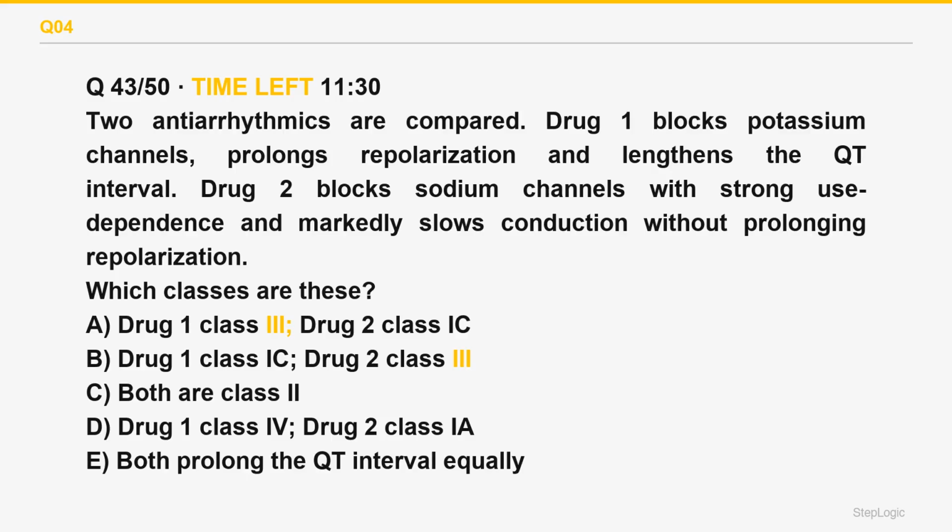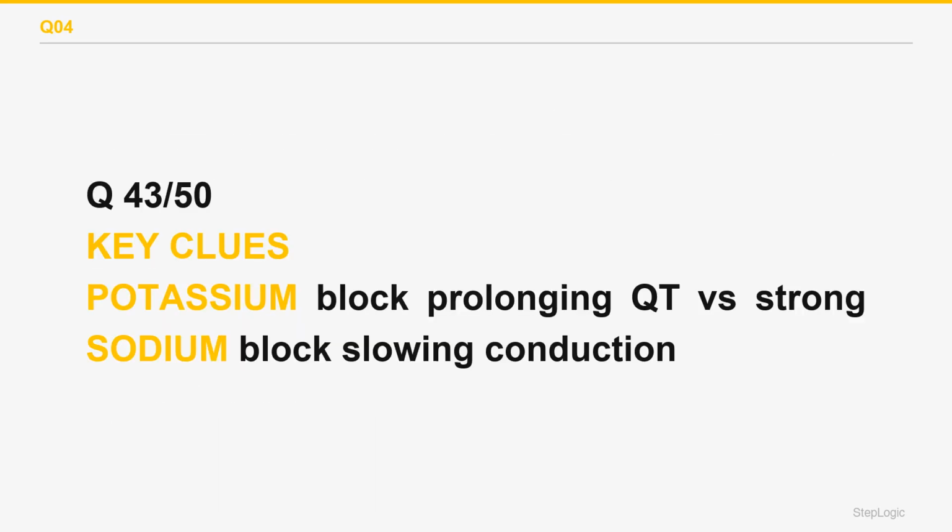Which classes are these? Two antiarrhythmics are compared. Drug 1 blocks potassium channels, prolongs repolarization, and lengthens the QT interval. Drug 2 blocks sodium channels with strong use dependence, and markedly slows conduction without prolonging repolarization. Read the command. Which classes? The Vaughan Williams classification maps channel to effect to electrocardiographic change.